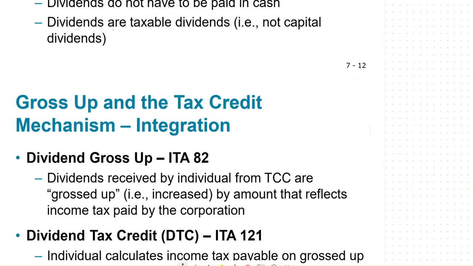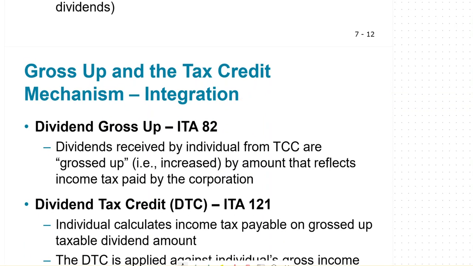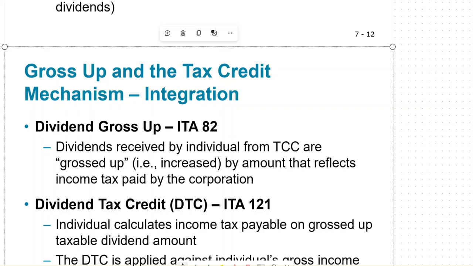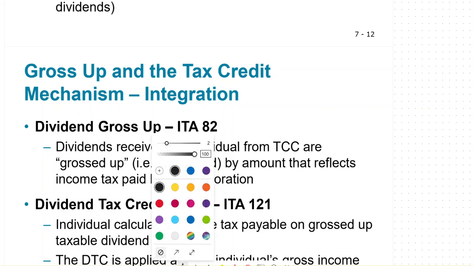Now, when you receive a dividend, this is the next slide. When you receive a dividend from the individual perspective, you are going to gross up your dividend. What do we mean by gross up? Whatever dividend you receive, we have to gross up, and that means the gross up will increase the amount of dividend that you are receiving. So that's what happens.